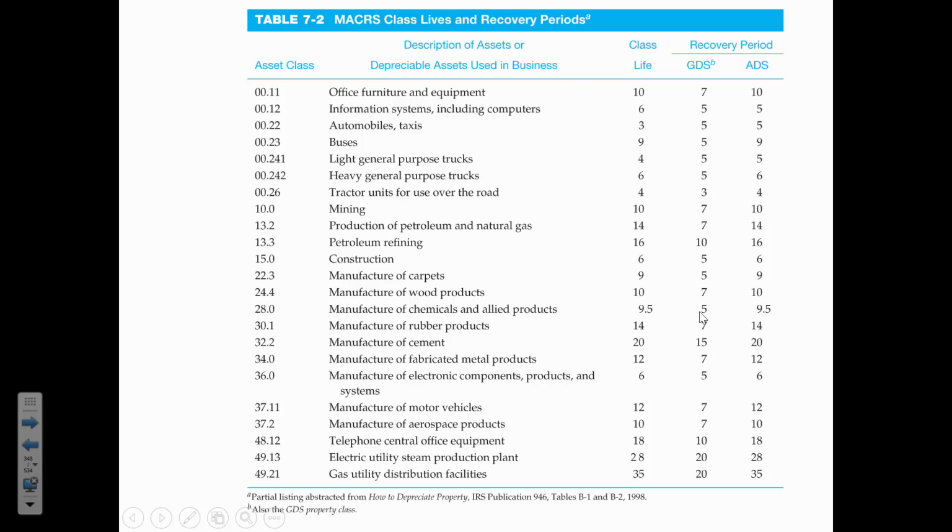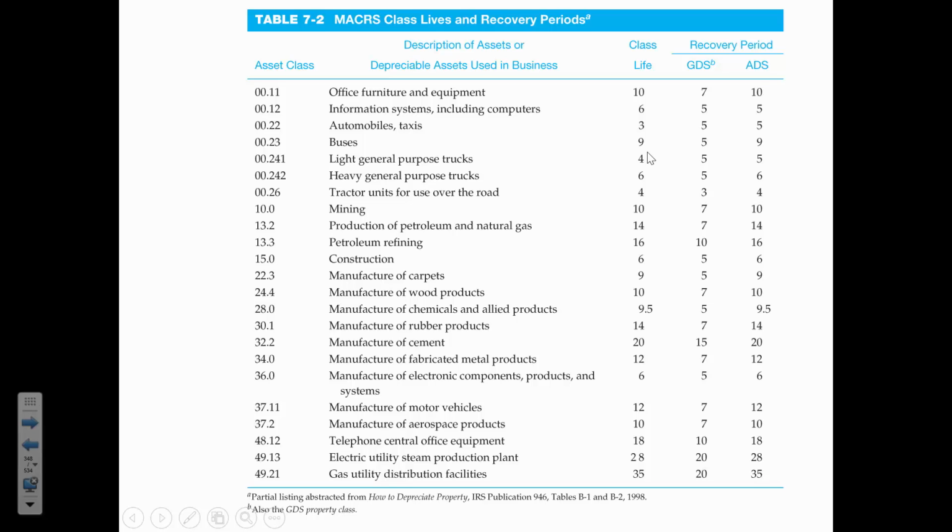You can think of class life as how long they expect the equipment on average to actually last when it's put into service. And so that's its estimated life. But then recovery period, and there's two different types of recovery period. GDS is General Depreciation System. ADS is Alternative Depreciation System.